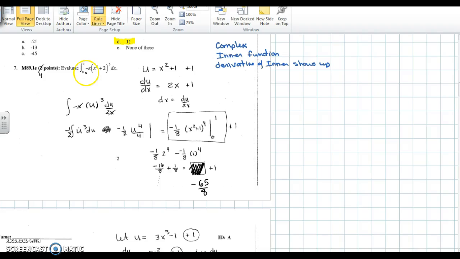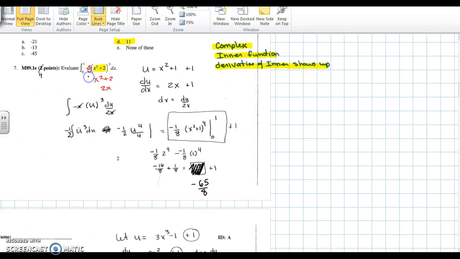So you've been asked to integrate this complicated function. So you know it's complex. You can see an inner function pretty obviously, and also you can see the derivative of the inner function showing up. If the inner function is x squared plus 2, its derivative will be 2x.